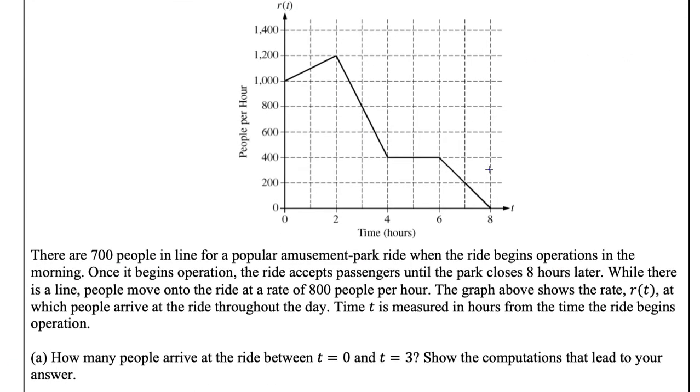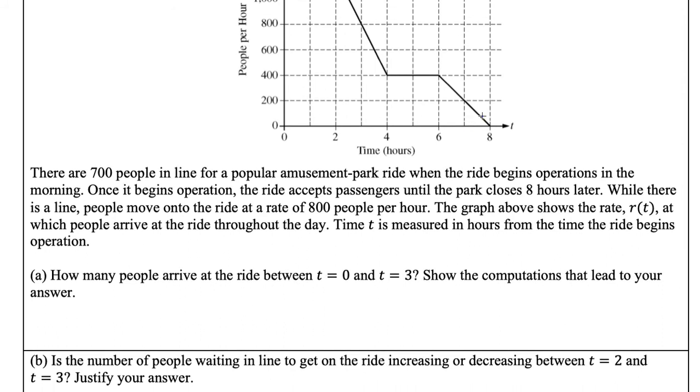All right, so we have our amusement park ride. We know that it closes 8 hours later, so theoretically when it closes, we shouldn't have any people left in the park. Hopefully. We know that there are 700 people to begin with, so that is our start amount. And our start time is equal to 0, because that is our start time in Part A at least. We know that people are moving onto the ride at a rate of 800 people per hour.